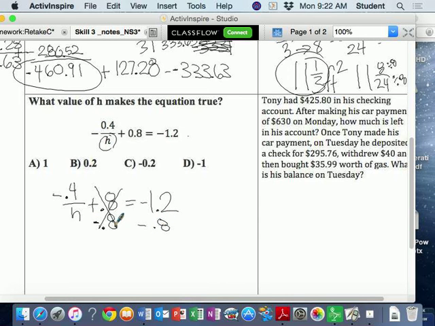Now those cancel, and I've got 0.4h equals negative 1.2 minus 0.8, which would be, oh gosh, negative 2. Here's why. Think about it in terms of money. If I've got $1.20 and I add 80 cents, it's $2 whole. That's how I got that. Yes, you got a question? Yeah.